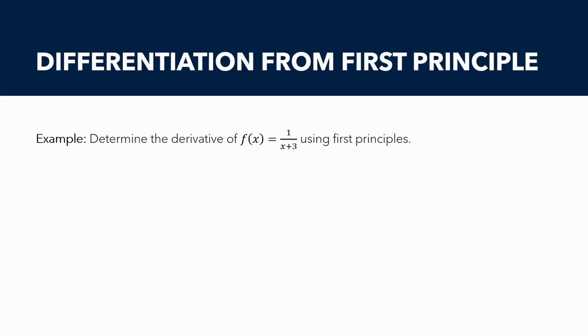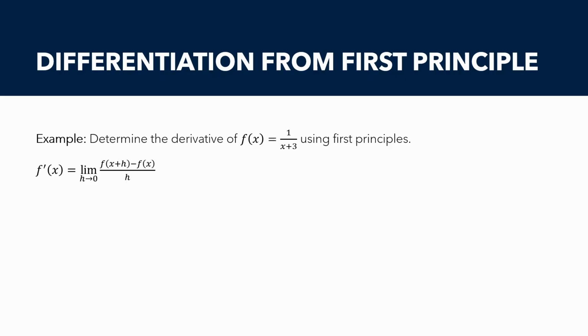Now let's take a look at an example as to how to differentiate using first principle. The question states, determine the derivative of f of x is equal to 1 over x plus 3 using first principles. f prime of x is equal to the limit as h approaches 0 of f of x plus h minus f of x, divided by h.